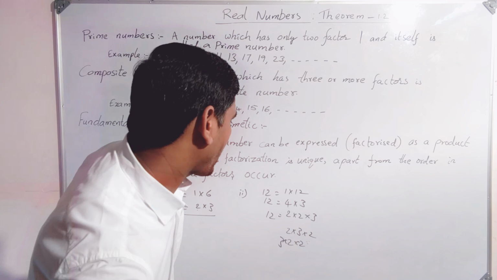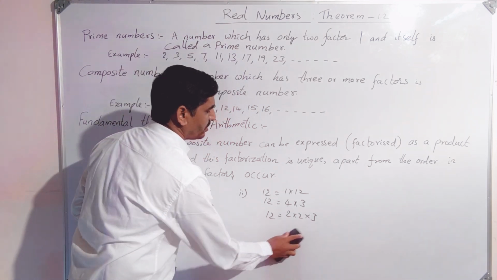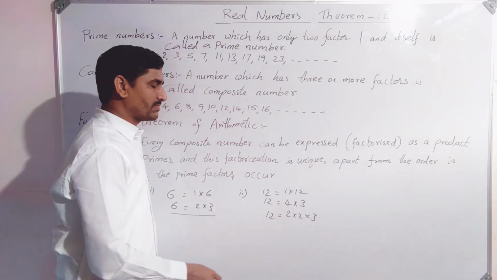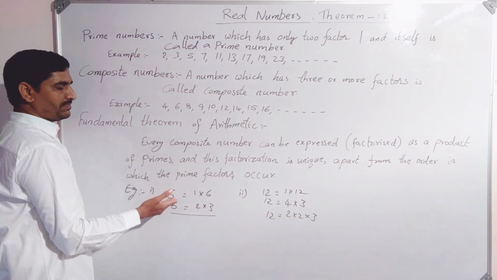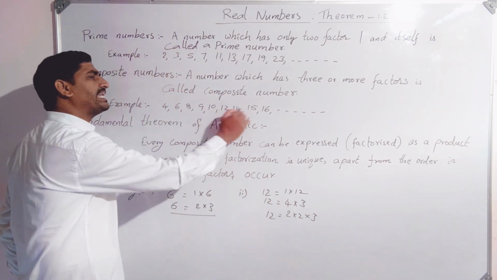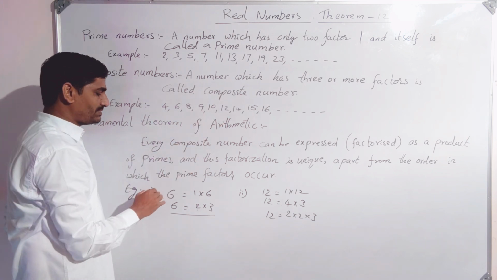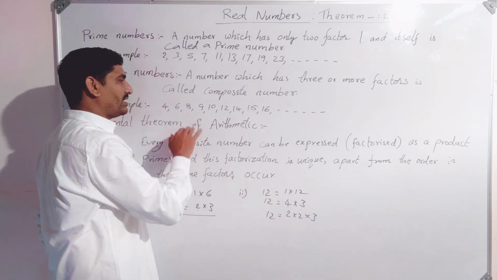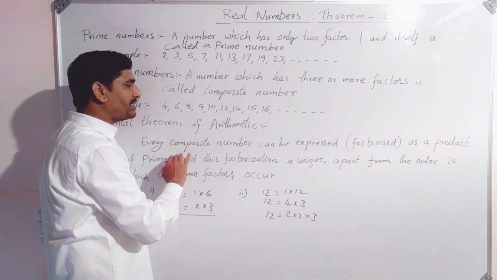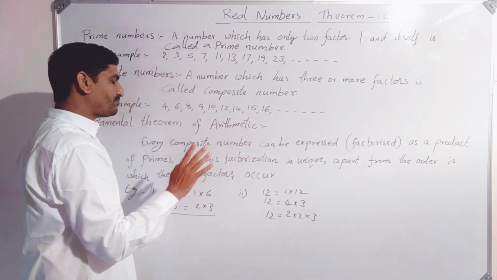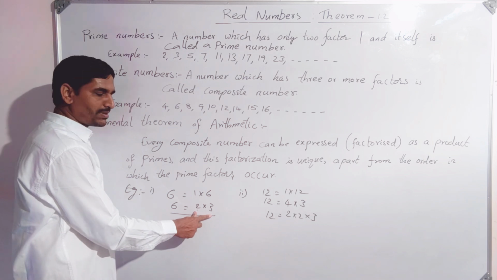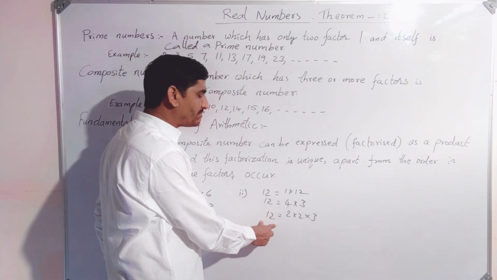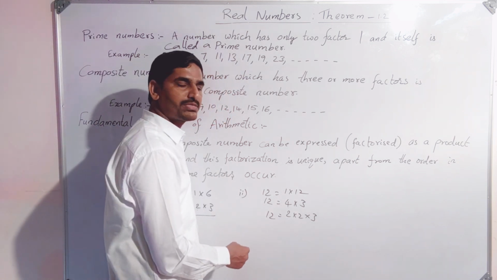Okay, now? So this is the prime factorization: 2 into 2 into 3. This is the prime factorization. This is every composite number. Take any numbers, take some numbers from this. Every composite number can be expressed as a product of primes. This is a composite number expressed as the product of primes.